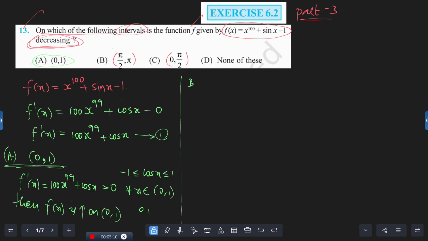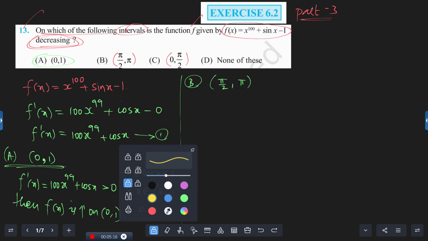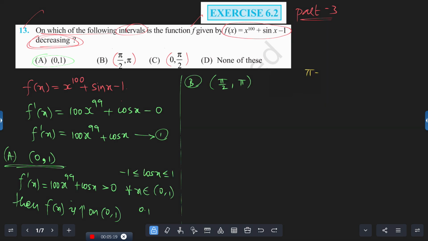So B option will go. B option, on pi by 2 to pi. First of all, pi by 2 means what? Pi generally they will say 3.14. So pi by 2, when you divide, you will be getting 1.57.